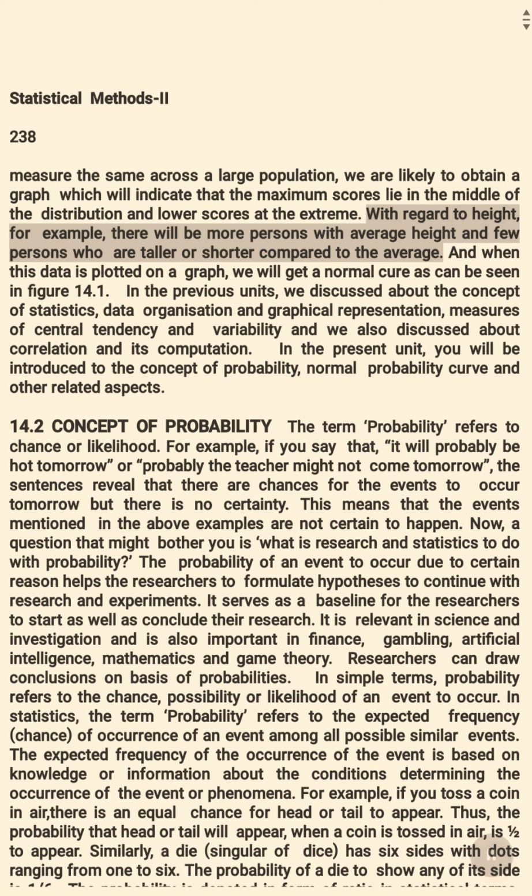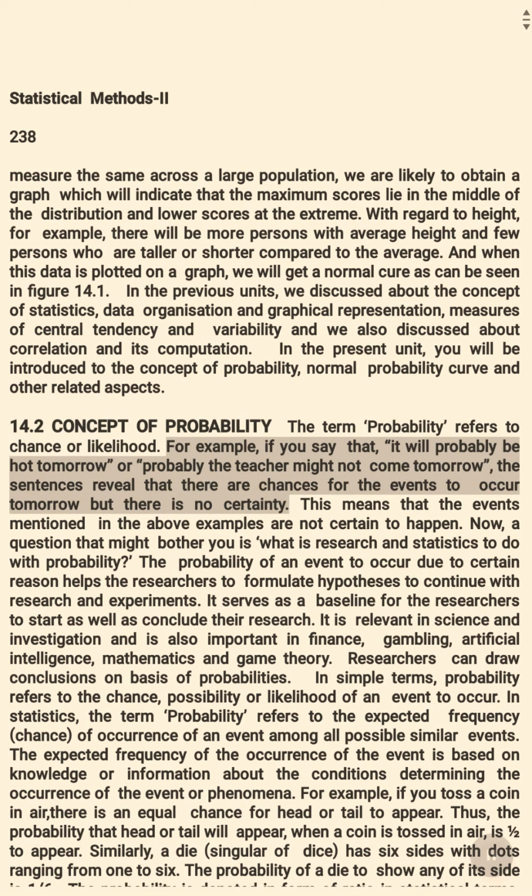With regard to height, for example, there will be more persons with average height and few persons who are taller or shorter compared to the average. And when this data is plotted on a graph, we will get a normal curve as can be seen in figure 14.1. In the previous units, we discussed about the concept of statistics, data organization and graphical representation, measures of central tendency and variability, and we also discussed about correlation and its computation. In the present unit, you will be introduced to the concept of probability, normal probability curve and other related aspects. 14.2 Concept of probability. The term probability refers to chance or likelihood.